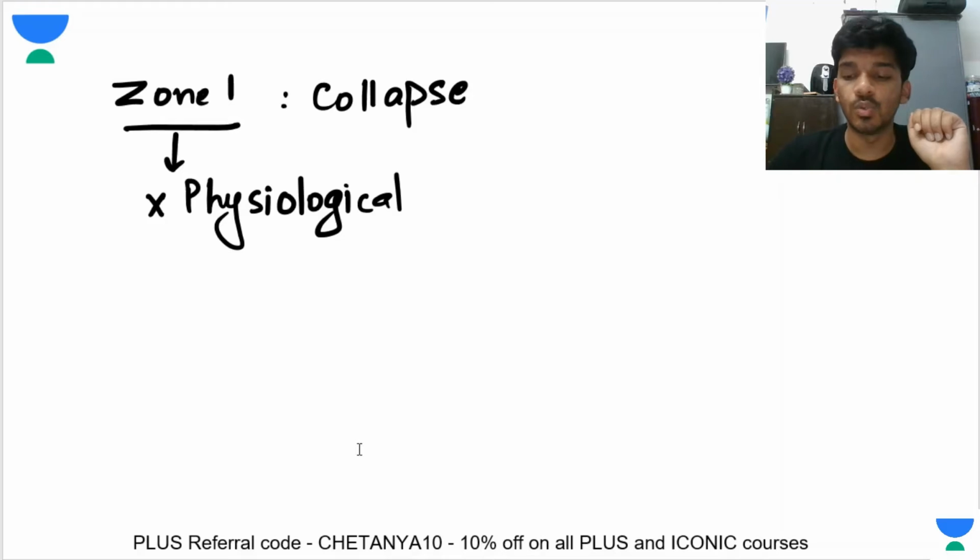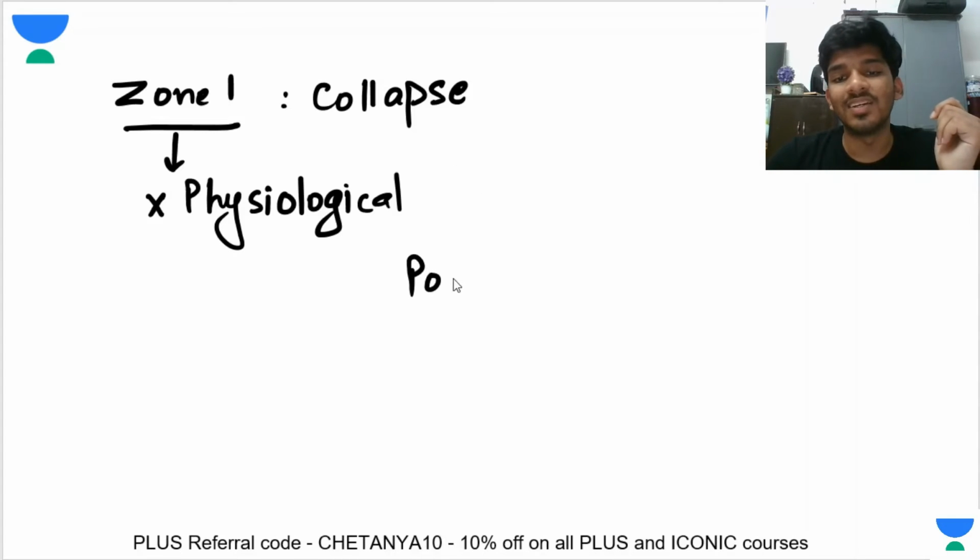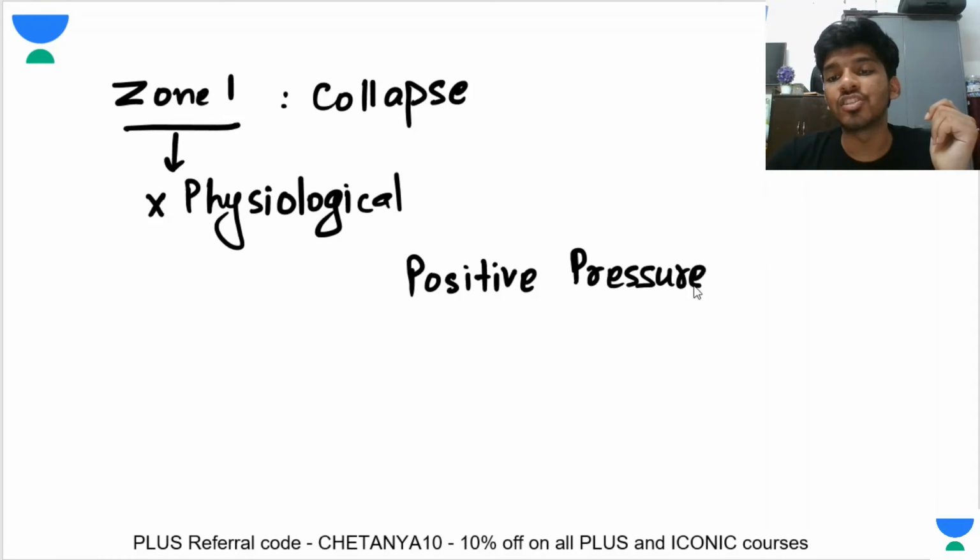Now, what are those conditions in which you will find zone 1 of the West's zones? One of them is positive pressure ventilation. You'll understand why. What happens in positive pressure ventilation is that you essentially add extra pressure to the pressure of the alveoli. So that is what happens there.